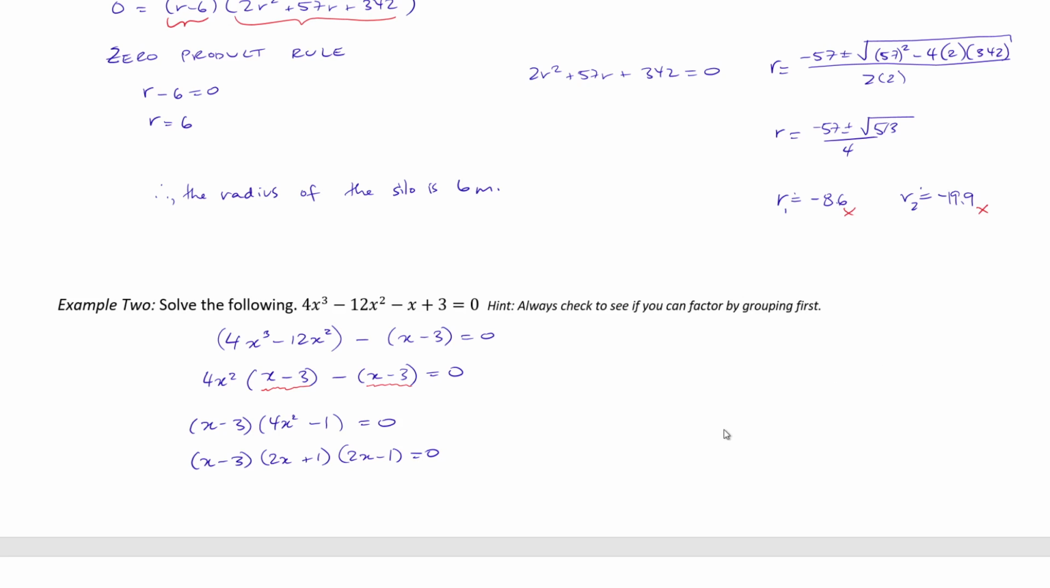is equal to 0. Again, by the zero product rule, one of these factors must be equal to 0 to create an expression that equals 0, because 0 times anything equals 0. So that means either x minus 3 is equal to 0, so x is equal to 3, or 2x plus 1 is equal to 0, which means x is equal to negative 1/2, or 2x minus 1 is equal to 0, in which case x is equal to positive 1/2. So my values for x that solve this polynomial equation are 3 and plus or minus 1/2.